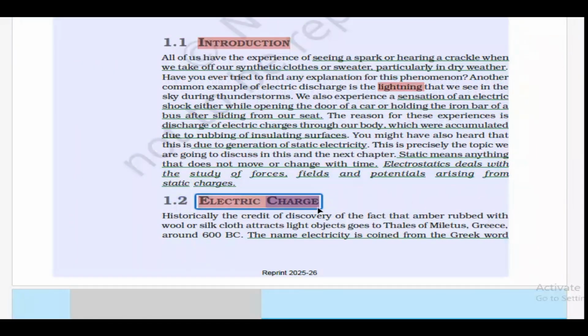1.2 Electric charge. Historically, the credit of discovery of the fact that amber rubbed with wool or silk cloth attracts light objects goes to Thales of Miletus, Greece, around 600 BC. The name electricity is coined from the Greek word for amber.